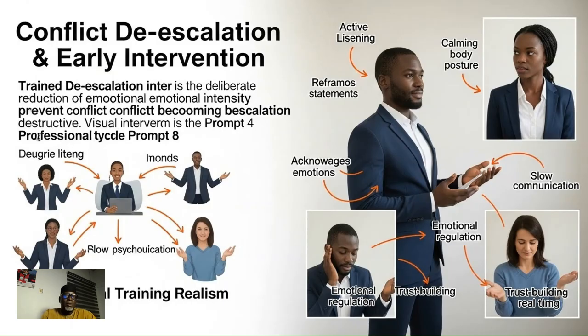Active listening has to do with paying close attention to the concerns and perspectives of all parties involved. Active listening helps to validate feelings and reduces misunderstandings. Number two, empathy. Empathy has to do with demonstrating understanding and compassion for the emotions and experiences of others. Empathy helps to build trust and reduce hostility.